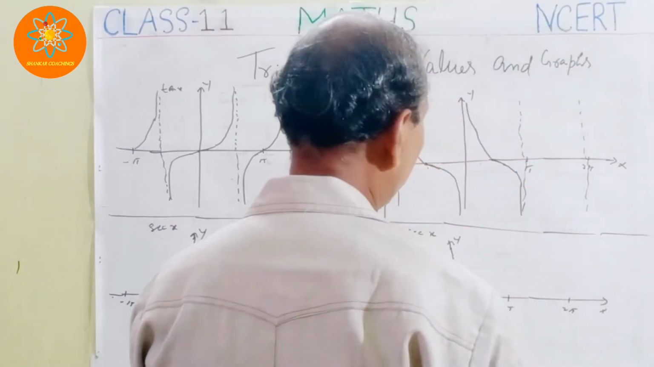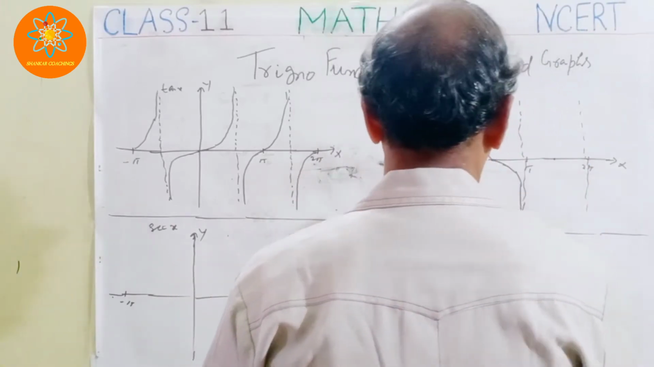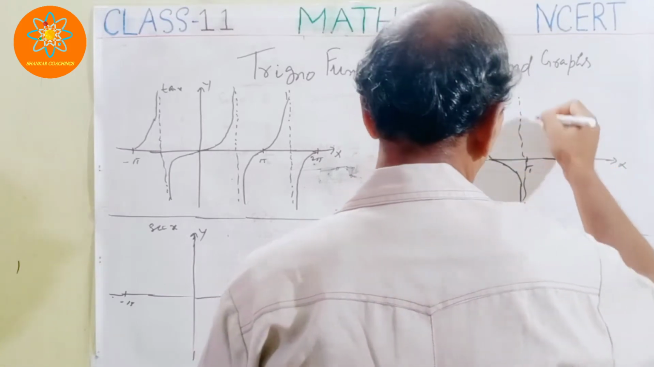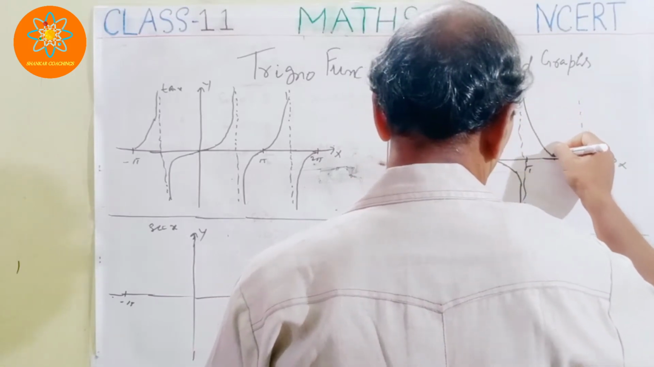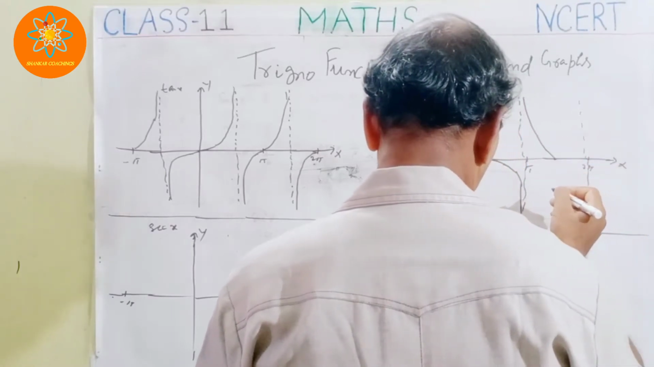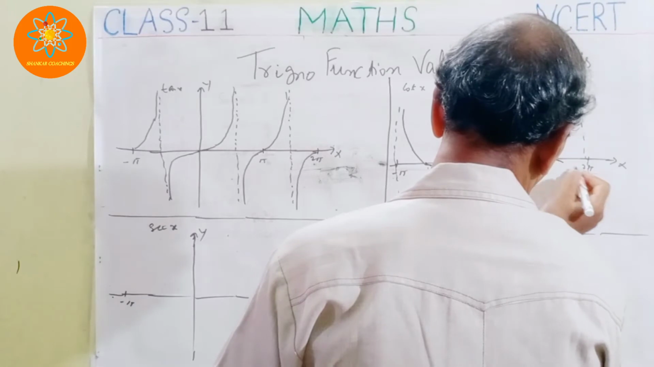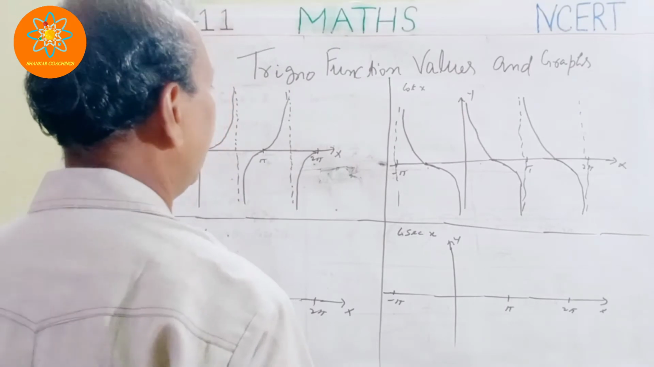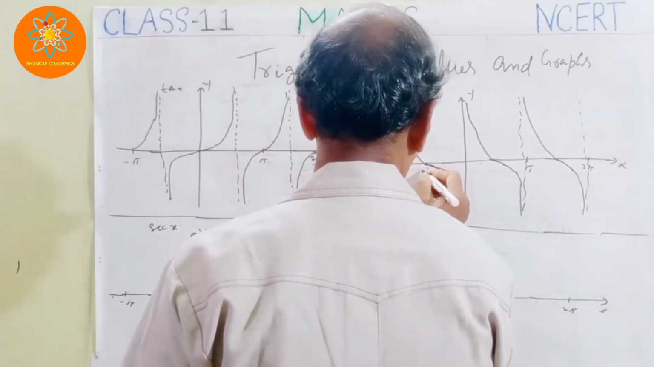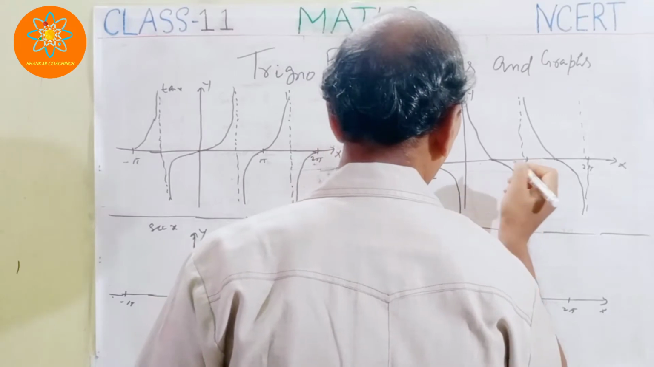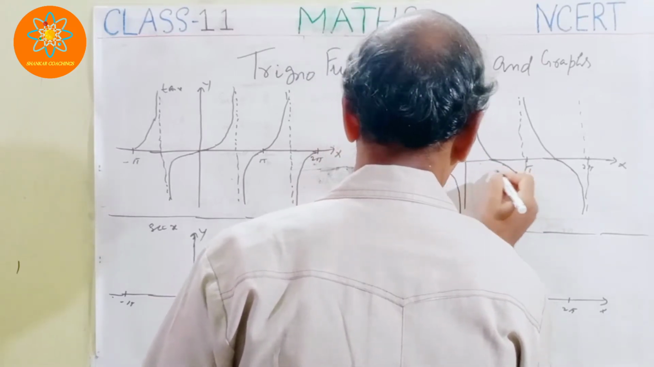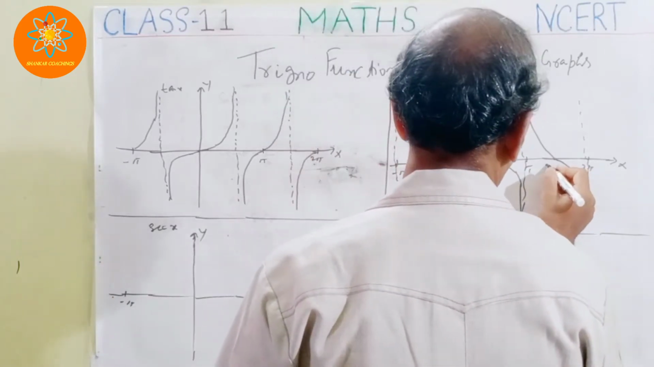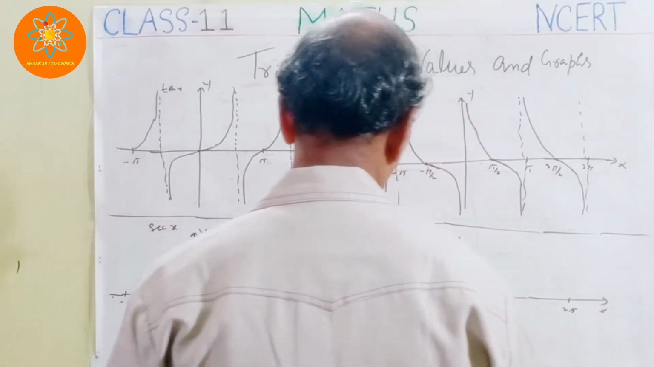Now for 3 pi by 2, at this point the value of the cot x is how much? The value of the cot x is 0. So this is at the 3 pi by 2, and then it is not defined at this 2 pi. The 2 pi point, it is not defined, so it will be like this. See, once again, at minus pi by 2 the value of cot x is going to be 0. And what about here? This will be your pi by 2. The value is going to be 0. And here it is 3 pi by 2. The value is going to be 0.